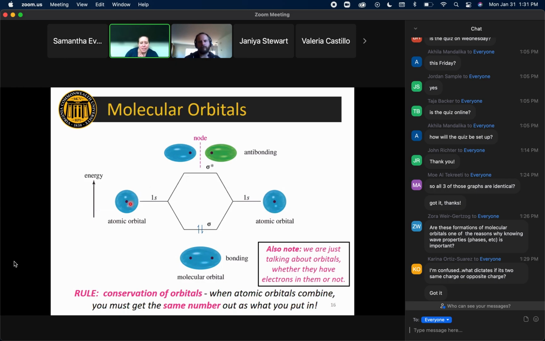So it happens in this case that each one of these atomic orbitals brought in one electron, and we still have to follow Hund's rule here. So we put our electrons in the lowest energy orbital, and so they're together in that bonding orbital. But for right now, the number of electrons, the placement of electrons, that's not what we're talking about. We're only talking about the orbitals themselves and their shape.